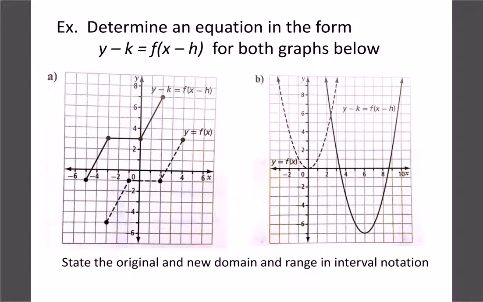So let's do one more. Here we've got two graphs, and we're asking what's the new equation and what's the new domain and range. Okay? So it looks like you have to be a little bit careful here. Our original graph is y equals f(x). So the dotted line graph is the original, and we're moving it up to this block graph.